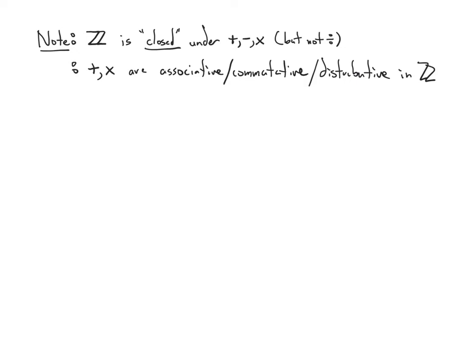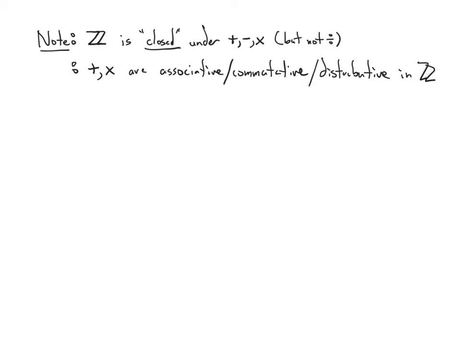A quick video here, just going over a couple of terms, and then we'll do an example just to determine if an expression is indeed an odd or even number. So, the first thing I want to talk about is closure of the integers over three operations: plus, minus, and times, but not divided by.